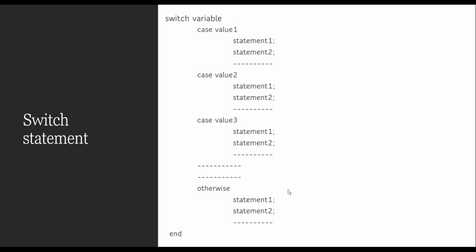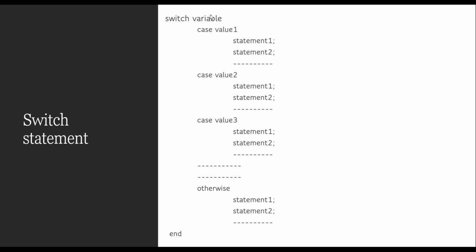And now we switch to the switch statement. The general form is just like this: switch, case, otherwise, and end are all keywords. It works this way: we have switch, and then we have a variable name. So we can say, for example, switch x, and then case. After the keyword case comes the value of the variable.